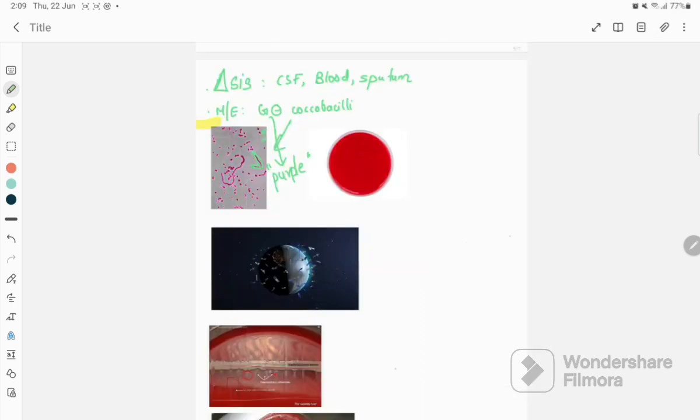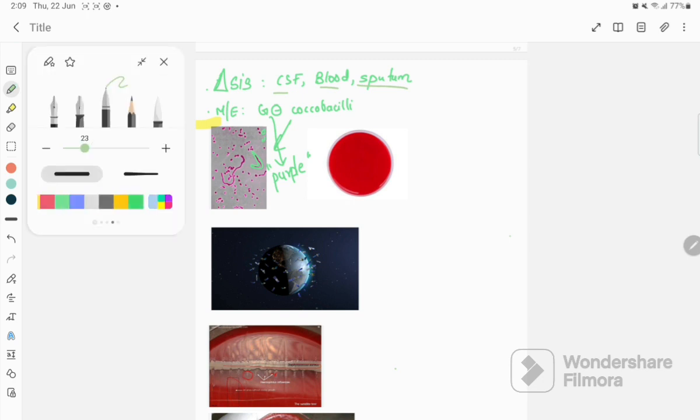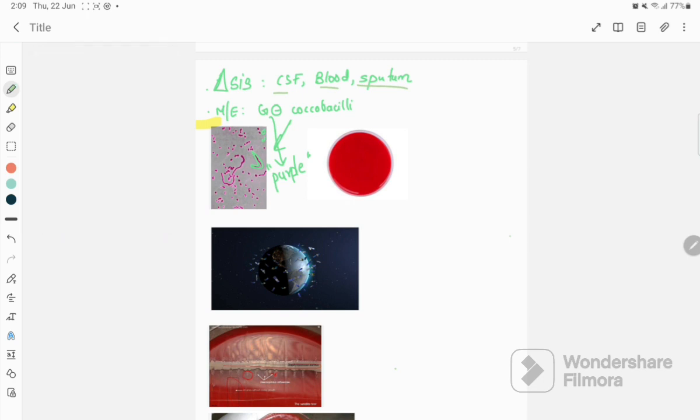Let's talk about the diagnosis of H influenzae. We need to take the sample. Now, which sample do we take, guys? It depends upon the symptom of the patient. If the patient has meningitis, you better take a CSF sample. If the patient complains of sepsis, go for a blood sample. If the patient complains of pneumonia, take a sputum sample. So, the sample that you take depends upon the clinical feature of the patient.